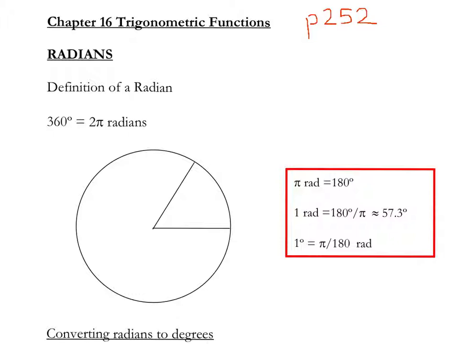Before, we've looked at angles in degrees, and this time we need to work in radians, because in calculus the calculations, for example, area under a curve, if it's a trig function, has to be worked out in terms of radians.